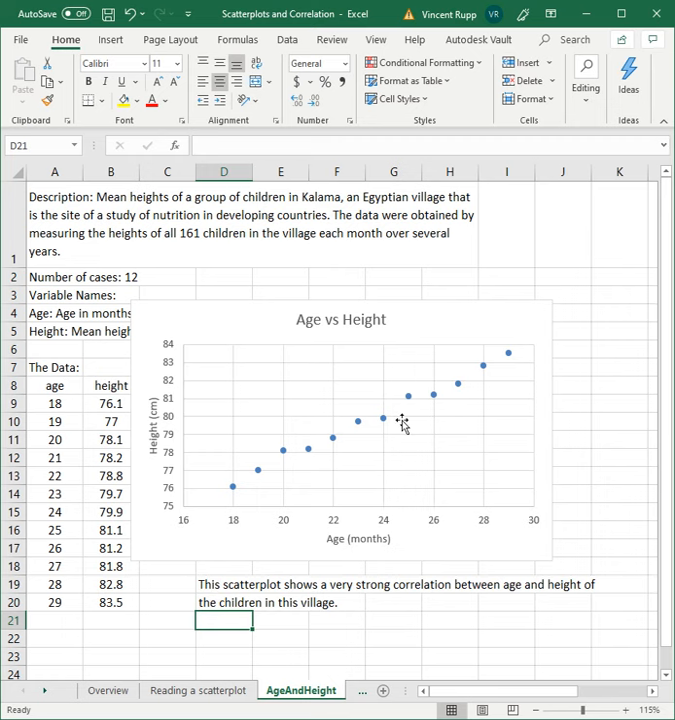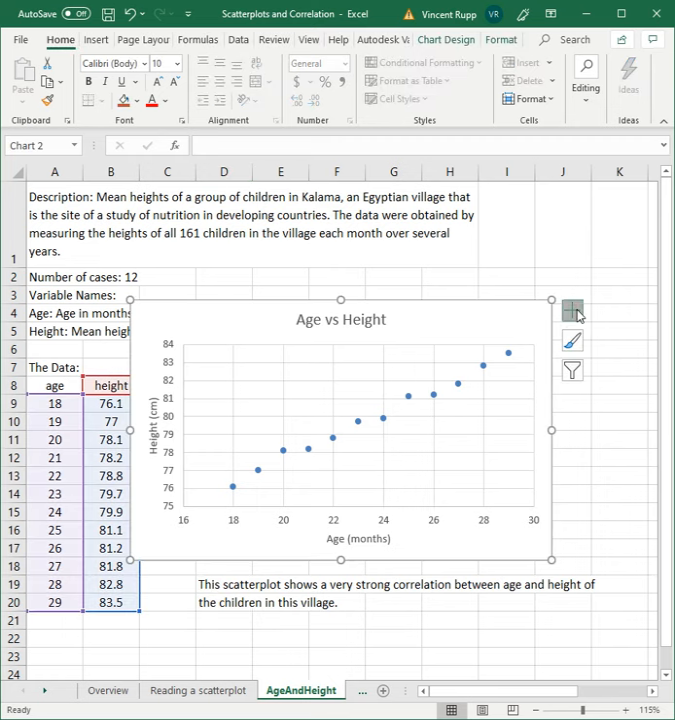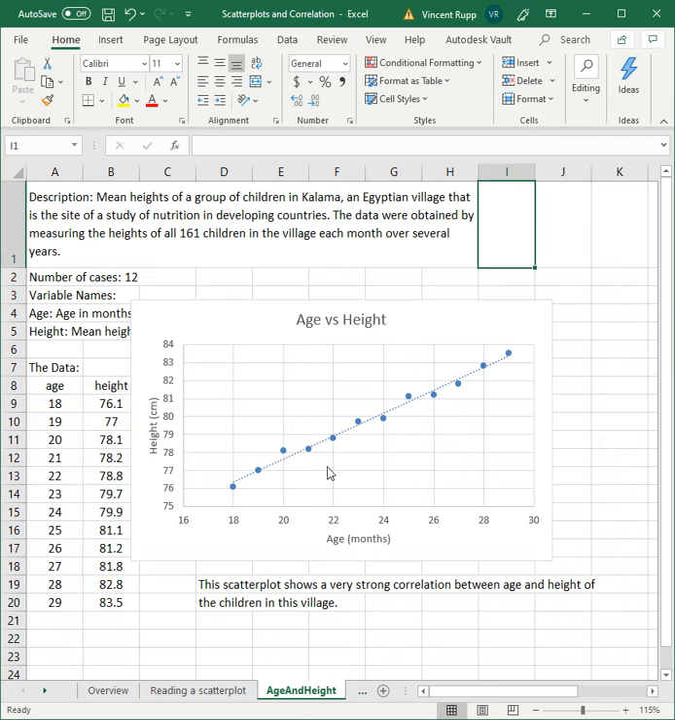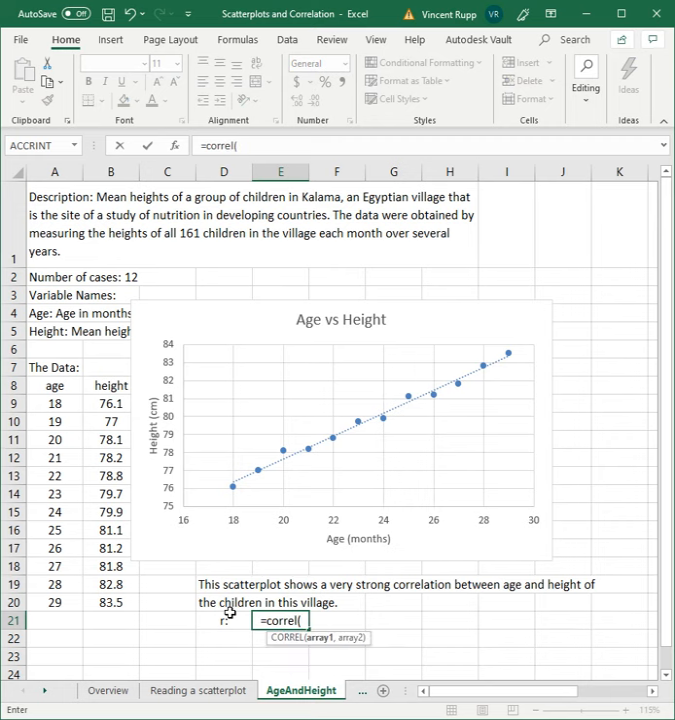I'm saying very strong because you can see these are all very close to a line. In fact, if we add a line here, you can see the dots match up with this line very closely. There's a little bit of vertical scatter around the line, but not very much. If we calculate the correlation coefficient, equals CORREL, parentheses, select the ages, comma, select the heights, parentheses, enter, 0.994. That's an extremely strong correlation, which just backs up our observation from the scatter plot.